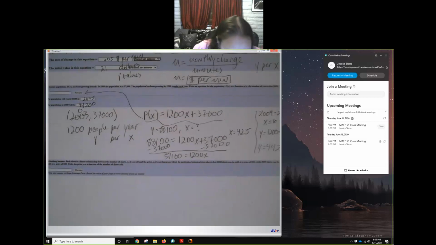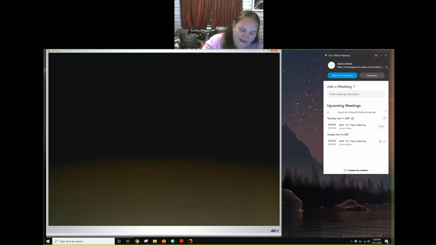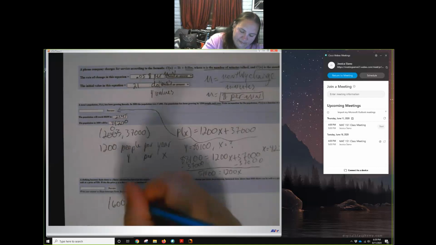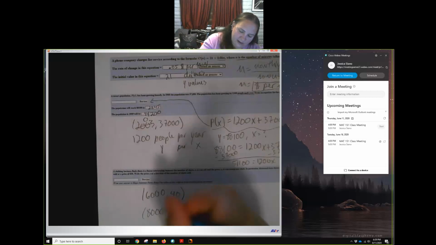All right. A clothing business finds that there is a linear relationship between the number of shirts it can sell and the price it can charge. In particular, historical data has shown that 6,000 shirts can be sold at a profit of $40, while 8,000 shirts can be sold at a profit of $28. Write the price P as a function of the number of shirts sold.